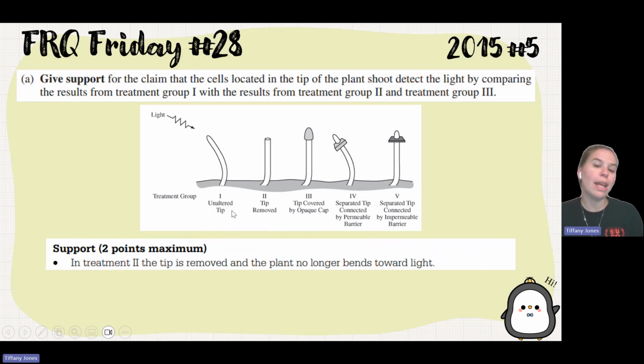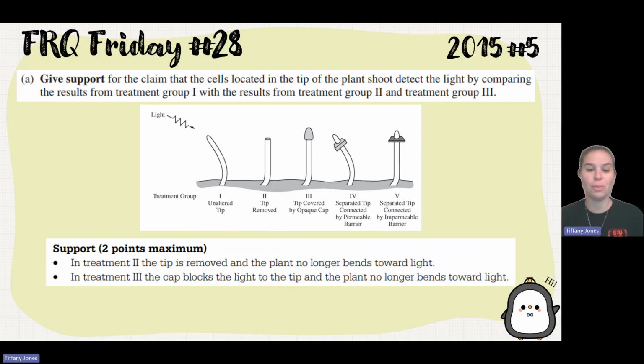If I look in between, again, group 1 that grows toward the light and group 3 that does not grow toward the light, I can see now my difference is that I have an opaque cap. Okay, so though the tip is present, it's covered up and it's unable to detect that light. And so since that tip doesn't detect the light, it grows straight up. And so that tells me again that the cells in the tip of the plant are responsible for detecting that light. So in treatment 3, the cap blocks the light to the tip and the plant no longer bends toward the light.